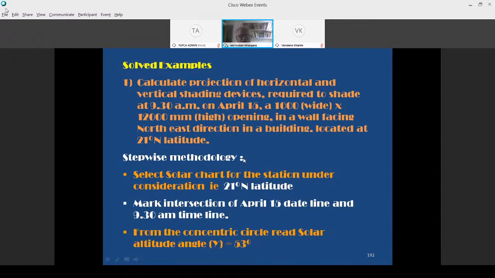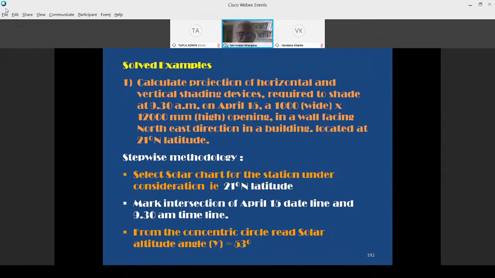Okay. Stepwise methodology, friend. As I had asked you, keep everything ready: pencil, pen, sun path diagram for 20 degree, and your calculator. Select the solar chart for the station under consideration, that is 21 degree north. In our case, you can refer to the 20 degree north solar chart. Okay? Then, friend, it is given 9:30 a.m. as the time and April 15 as the date.